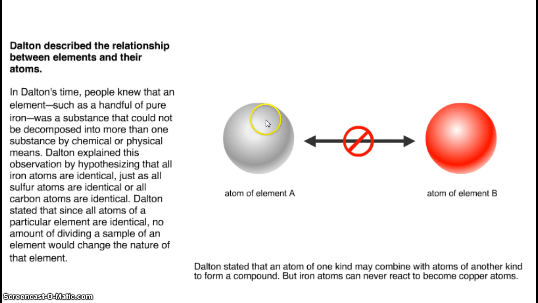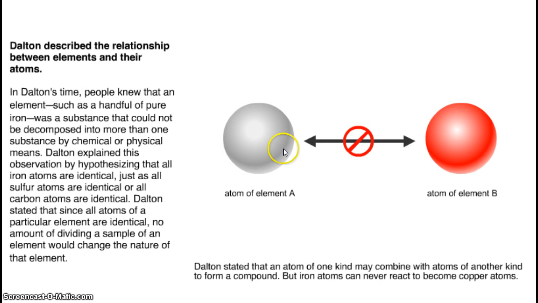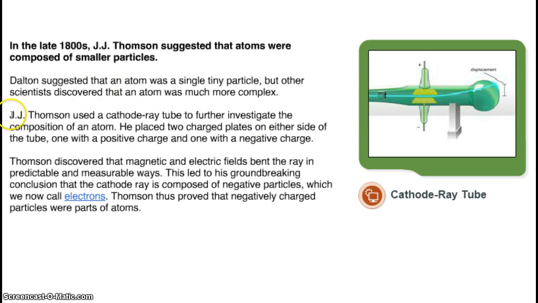So even if I do a chemical reaction, if I just have iron, I can't make it into gold or something else. In the late 1800s, J.J. Thomson suggested that atoms were composed of smaller particles. Dalton suggested that an atom was a single tiny particle, but other scientists discovered that an atom was much more complex. In other words, Dalton thought atoms were just solid spheres, like this. So a solid sphere of iron, a solid sphere of gold or copper. But other scientists said, no, there's tinier parts inside.